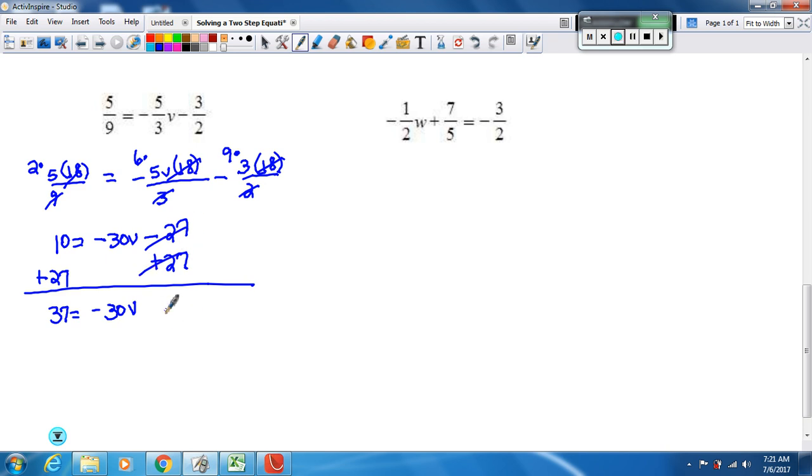The opposites cancel. This is negative 30 times v, so the opposite of times is divide. So divide both sides by negative 30. Okay, 37 over 30, that does not simplify because 37 is a prime number. So I usually just move the negative out front. It really technically doesn't matter if it's on the bottom, top, or front, just as long as you have one of them. So that's the answer to that one.